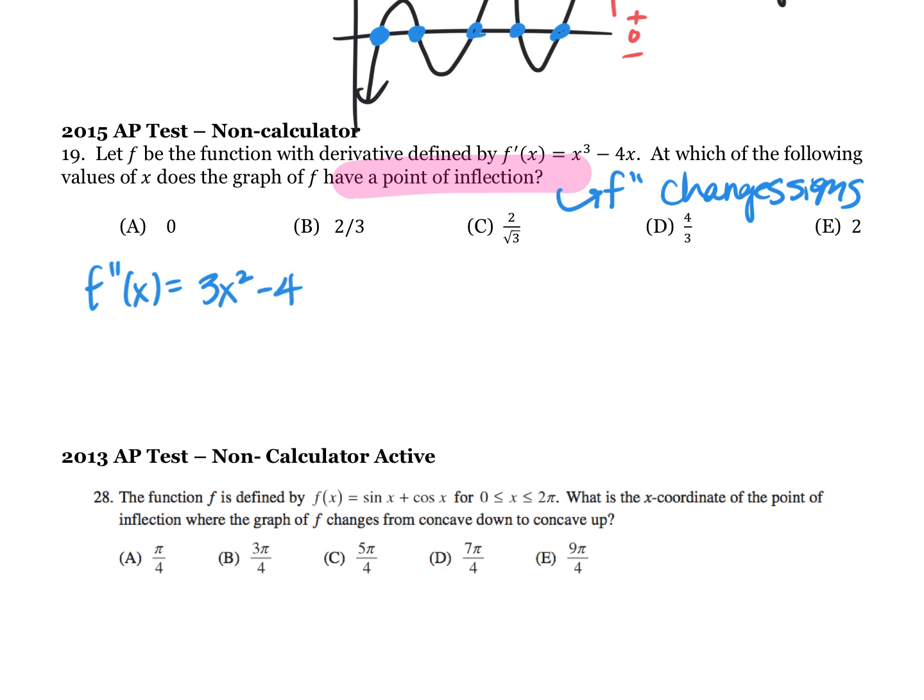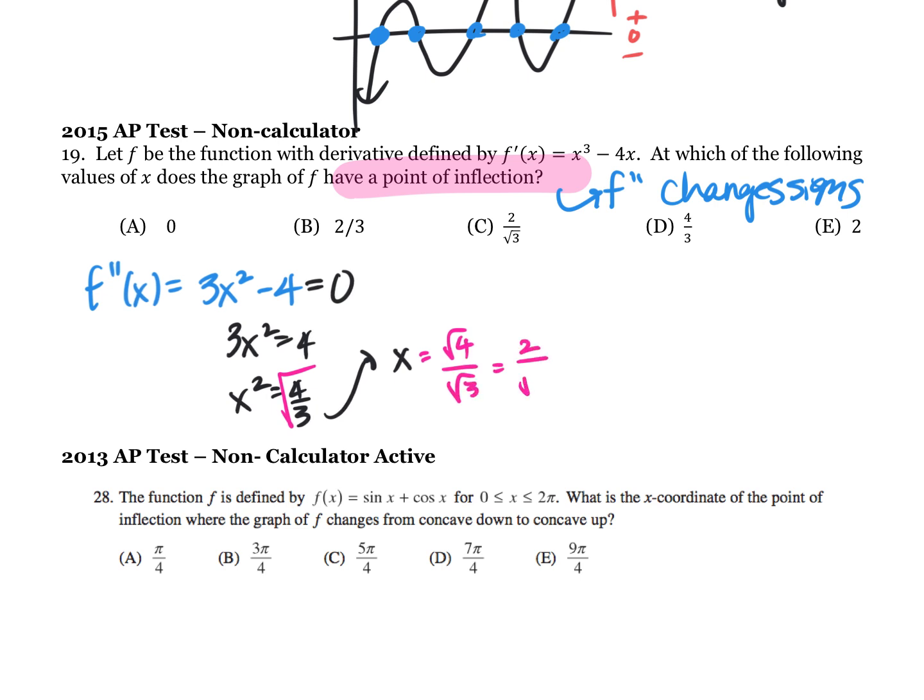If something changes signs to go from positive to negative or negative to positive, it goes through 0. So let's go set it equal to 0. Add my 4, divide by my 3. And then what's the square root of 4/3? 2 over the square root of 3. Yeah, because isn't that really the same as square root of 4 over the square root of 3, which is just 2 over root 3.